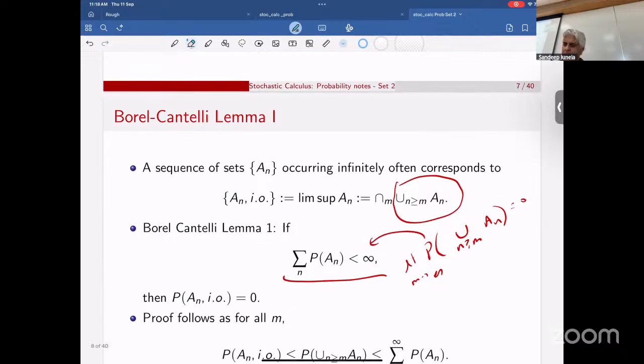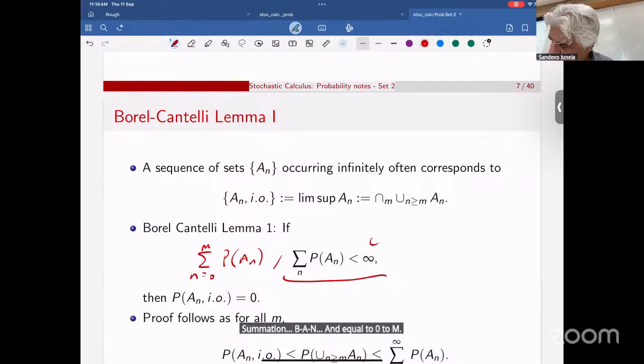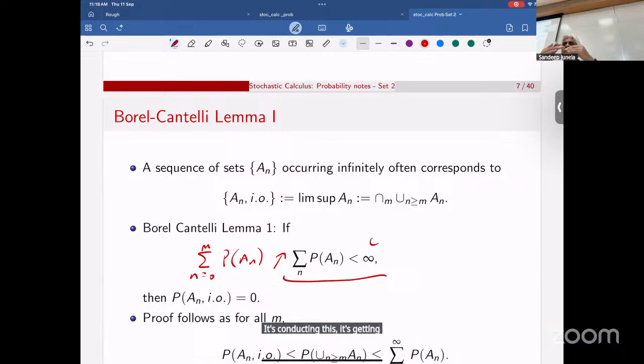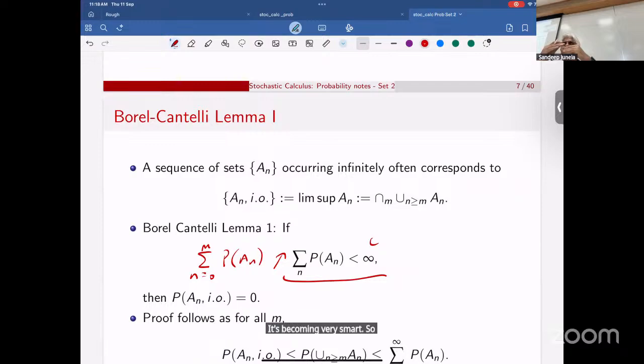This sum here, the summation of P of A_n from n equal to 0 to m, is converging to this guy, right? That's exactly what the summation means here. It's a countable summation. It's converging to this. It's getting arbitrarily closer to this. So the difference of the two is converging to 0. It's becoming very small. Everybody with me on this so far?